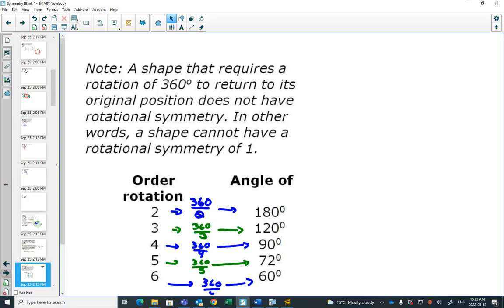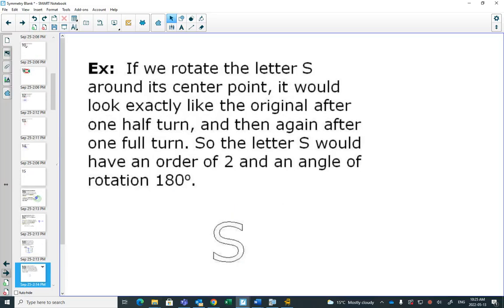So we never say something has rotational symmetry of order 1. The smallest it can have is order 2. And that means you rotate it 180 degrees, it matches up, rotate 180 degrees, back to where you started. How about the letter S?